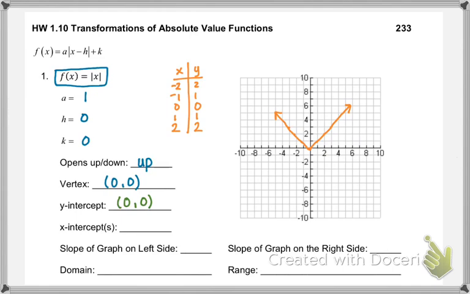So that's identifying key parts of the graph that you kind of did in your last quiz with linear functions. But now instead of a line, we have a V shape. But we can still identify where the graph intersects the x-axis. So in this case, it's still just 0, 0. The graph touches the x-axis and the y-axis at exactly the same point in this particular case.